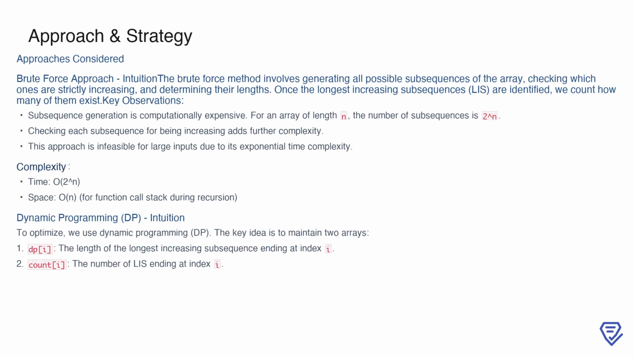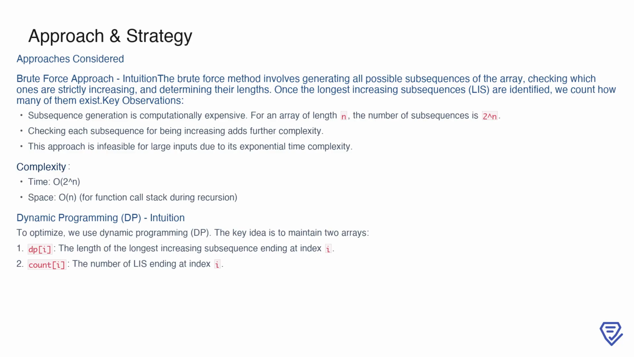To tackle the problem, let's first consider the brute force approach. Here, the idea is to generate all possible subsequences of the given array. Then, we check which of these subsequences are strictly increasing and determine their lengths. Once we identify all the longest increasing subsequences, we count how many of them exist.